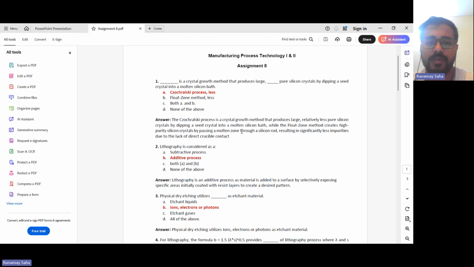So the Czochralski process is a crystal growth method that produces large and relatively less pure silicon crystals by dipping a seed crystal into a molten silicon bath, while the float zone method creates high purity silicon crystals by passing a molten zone through a silicon rod. So you can see the approach has changed, right? Resulting in significantly fewer impurities due to the lack of direct crucible contact, right?